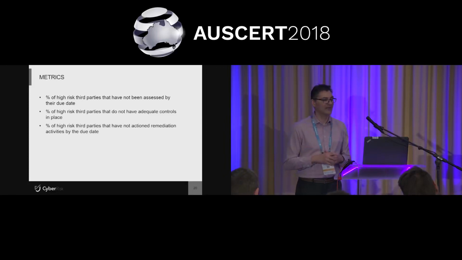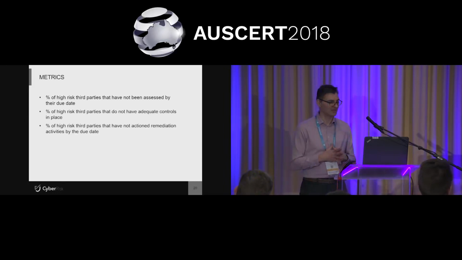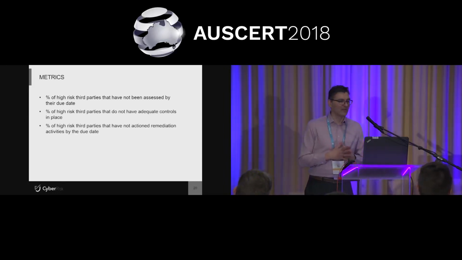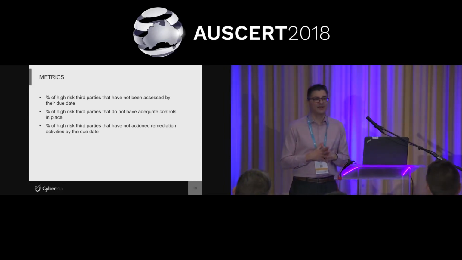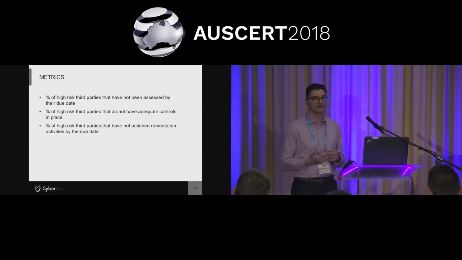Which third parties do not have adequate controls in place? So you've gone through, you've assessed your 10 high-risk vendors and 3 don't have adequate controls. Once you've identified any weaknesses or remediation items, are other third parties tracking to meeting those, to fixing those items? So have they fixed them by the due date? Have they provided evidence that they've fixed them properly?